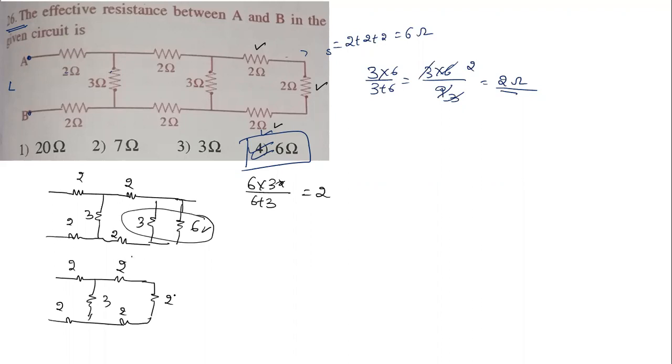Now this 2, this 2, this 2, in what combination? Series combination becomes 6. And that 6 with this one, parallel combination, becomes 2. So that 2 and 2, this 2 and that one, so it will become again 6. Okay, I'll write a new diagram.